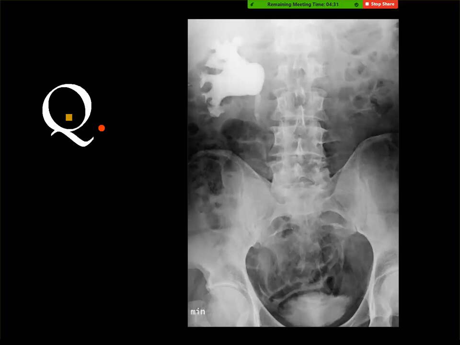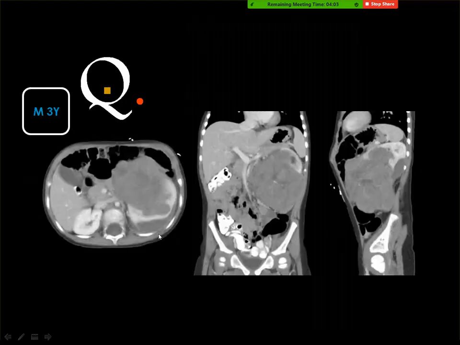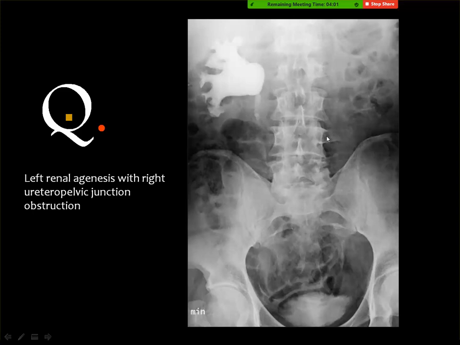Absent left kidney with compensatory enlargement of the right kidney. Yes. The left kidney is absent, but there is a discrepancy between the size of the renal pelvis and the ureter. And this means that there is some sort of obstruction here, which means that there is pelviureteric junction obstruction as well. Then you have absent left kidney and pelviureteric junction obstruction of the right kidney.